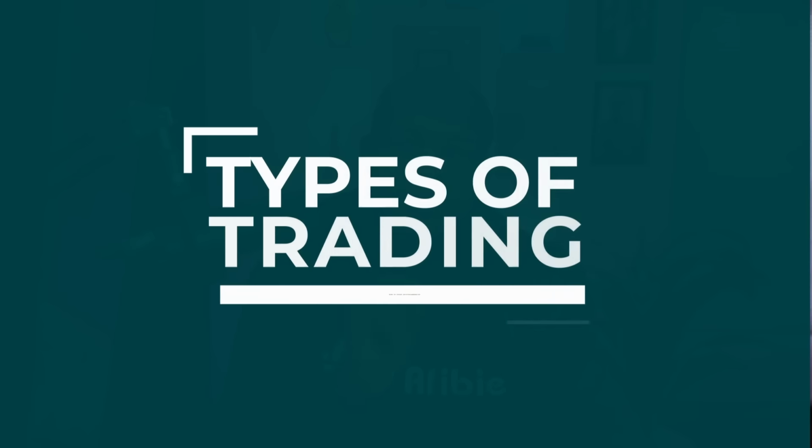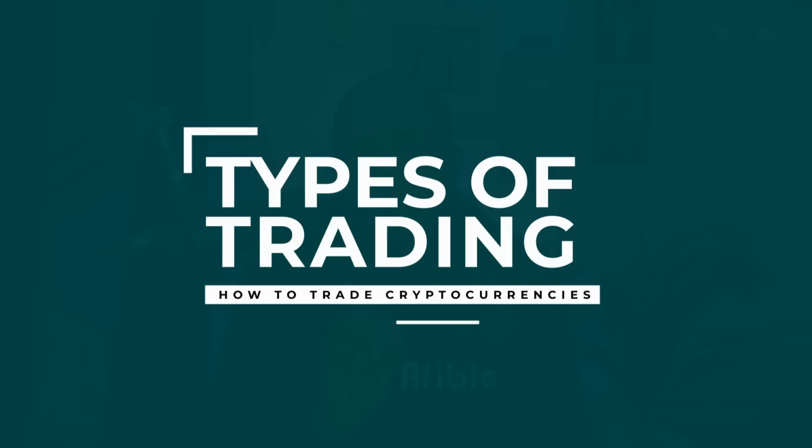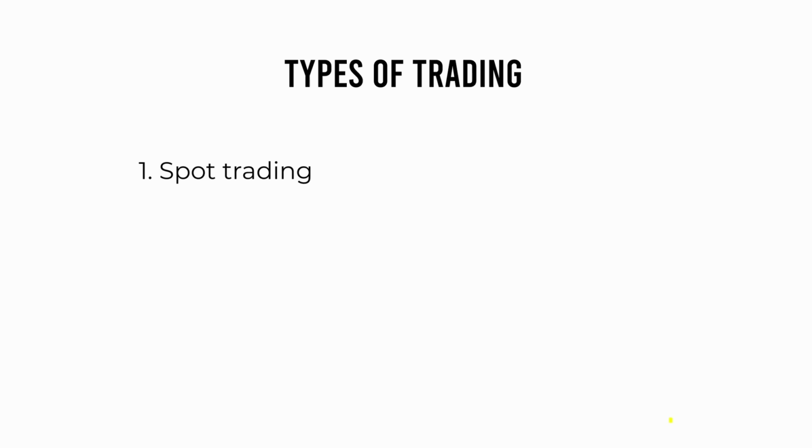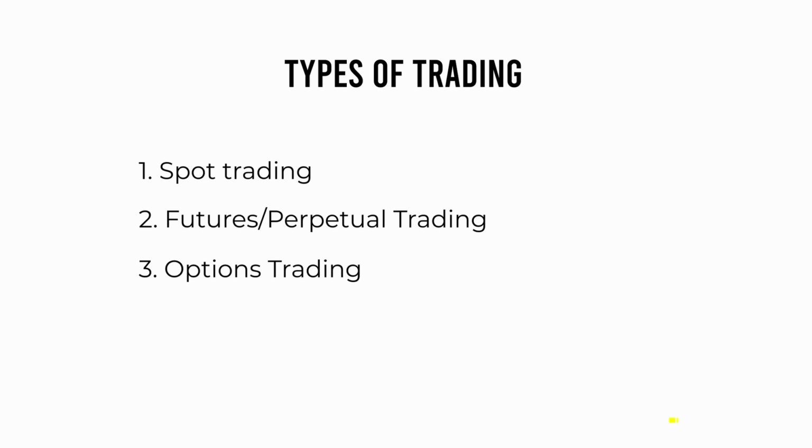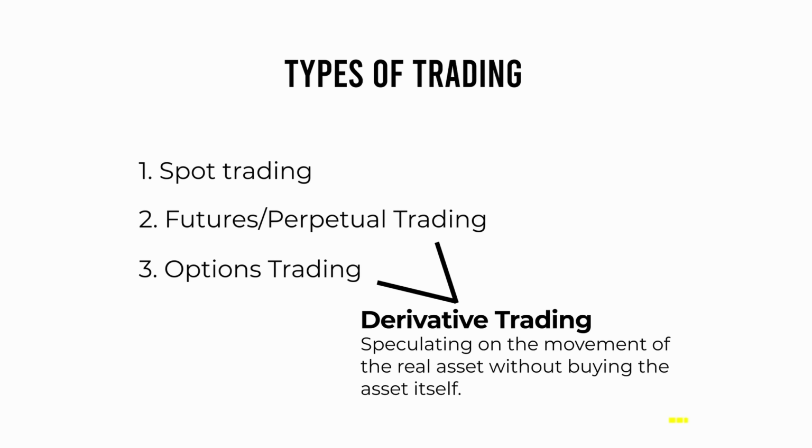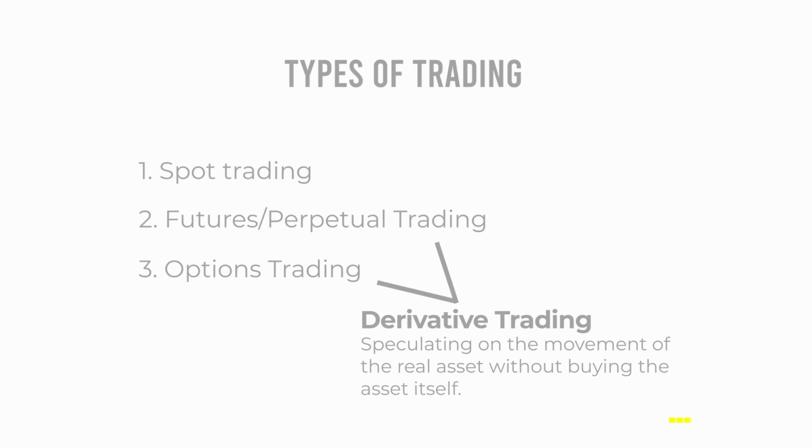Now, types of trading. There are basically three types of trading on a centralized exchange. One is spot trading, the other is future and perpetual trading, and the last one is options trading. Futures, perpetual, and options trading are collectively called derivative trading because in these you are speculating on the price movement of the real assets without buying the asset itself.